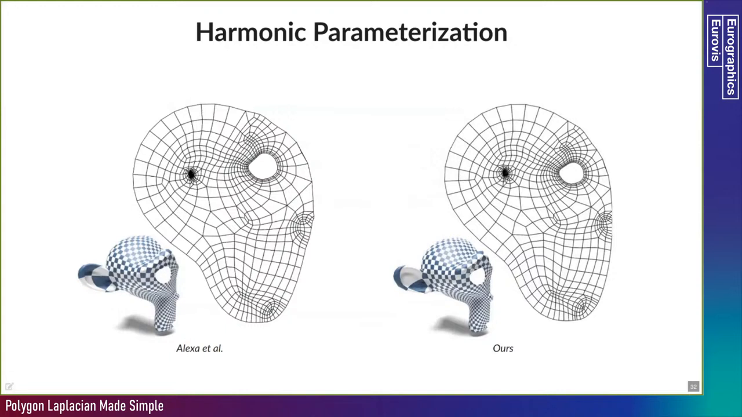Parametrization is not far from smoothing. And as you can see, this is also working very well for our operator. We are on the right, and the solution obtained through the cotangent operator on the left. Although they look very similar, we still have a slightly lower conformal distortion.